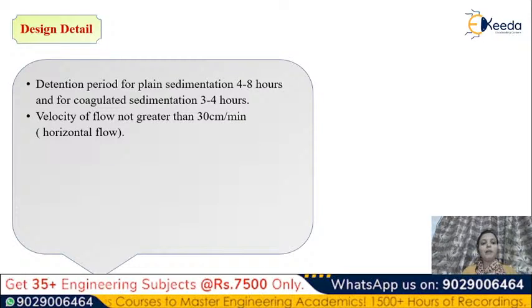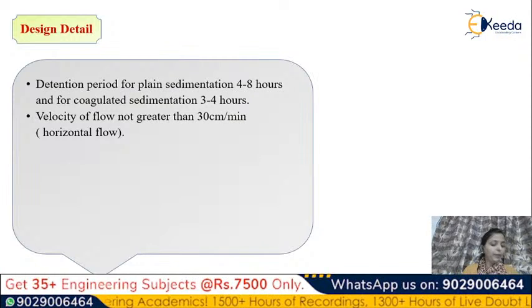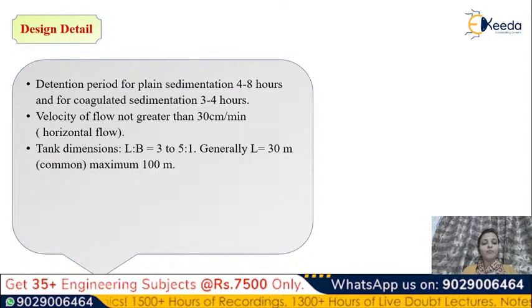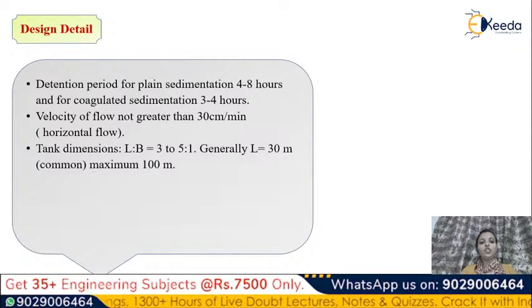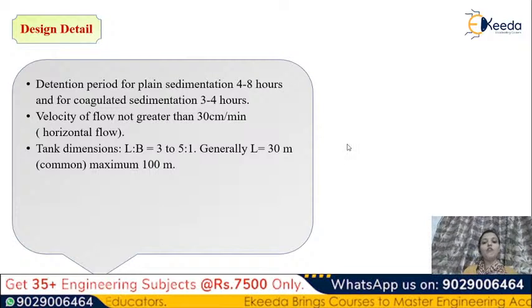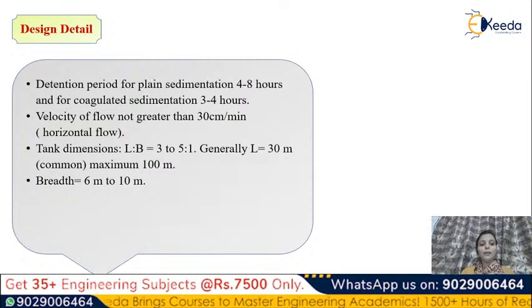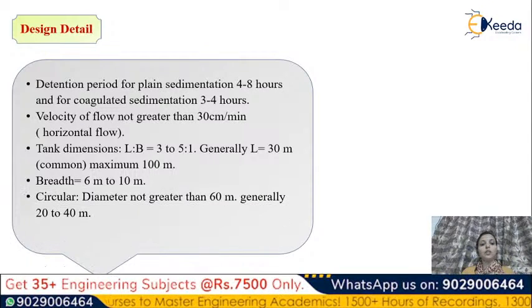The second design parameter is velocity of flow. The velocity of flow is not greater than 30 centimeter per minute for horizontal flow. The third important parameter is length to width ratio. It should be 3 to 5:1. That means if your width is 1, then your length should be 5. Generally length is 30 meter, commonly up to a maximum of 100 meter. The width should be maintained at 6 meter to 10 meter.